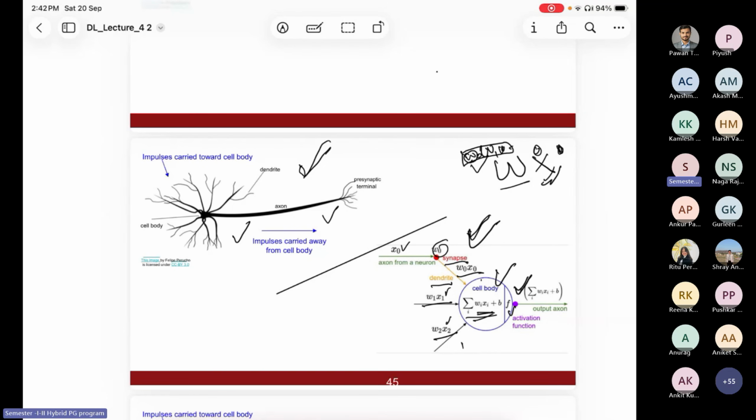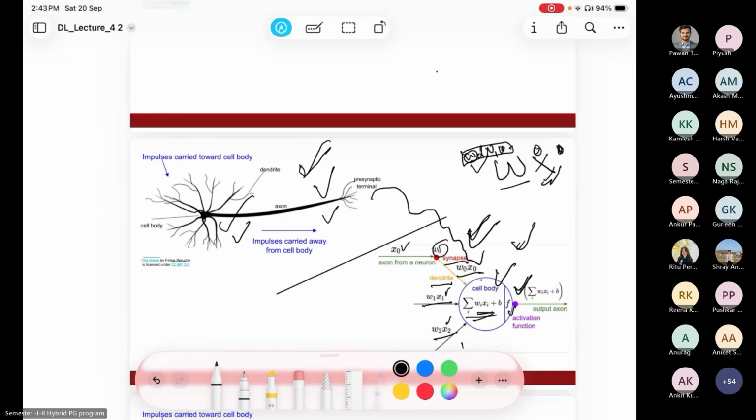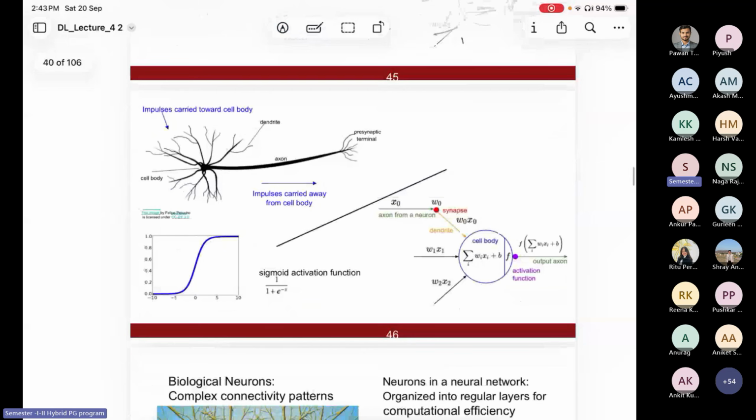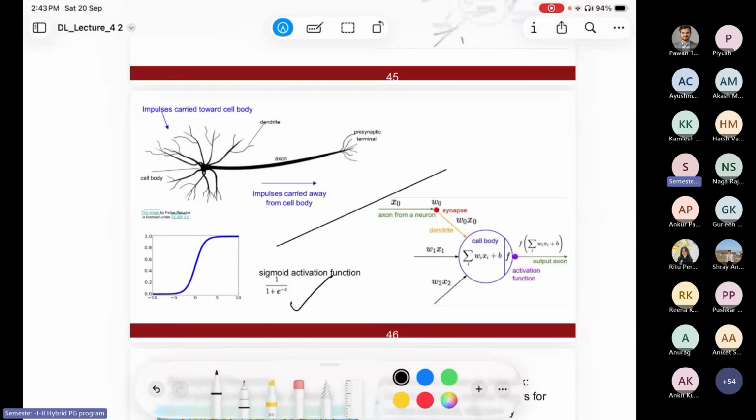Whatever output you are getting will be given to the next neuron, and it will go through the axon. So somehow people have realized that we have a similar type of structure here also, and they have given the analogy that this is the artificial neural network. This is like the human neural network, and this is the artificial network. Again, the activation function, we have already discussed.